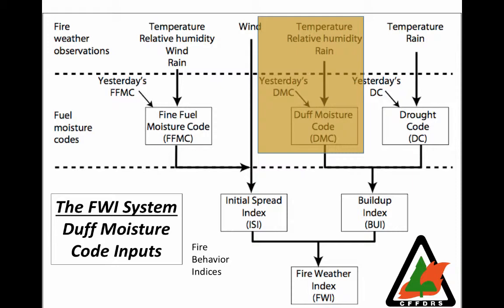The Duff Moisture Code, or DMC, is the second fuel moisture code among three in the fire weather index system. It uses temperature, relative humidity, and 24-hour precipitation totals recorded at solar noon, and along with the drought code, influences the buildup index each day.